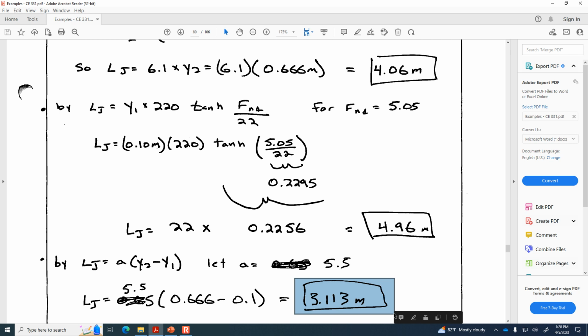So which one is right? Maybe we'd have to actually measure it in the field to know, but we have at the minimum about 3 meters, at the maximum about 5 meters. And so that would help us, if we wanted to be on the safe side, to know how long the hydraulic jump is going to extend beyond the point at which it begins.